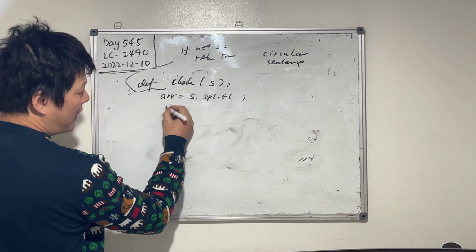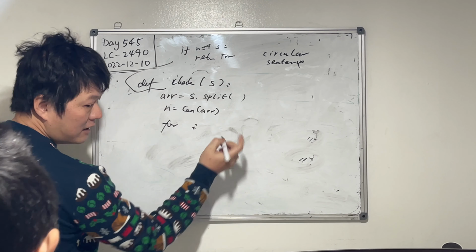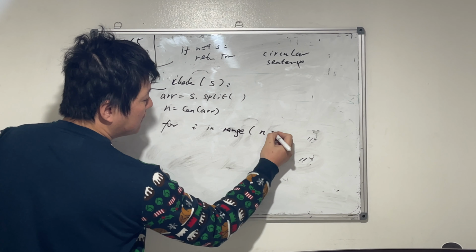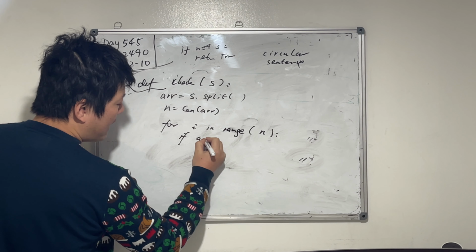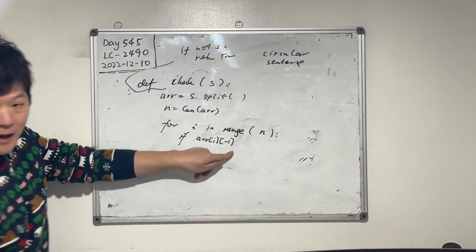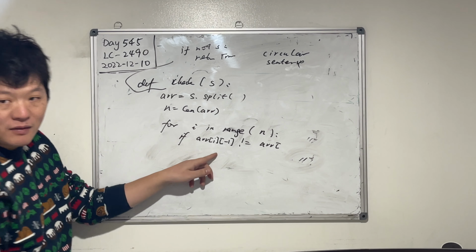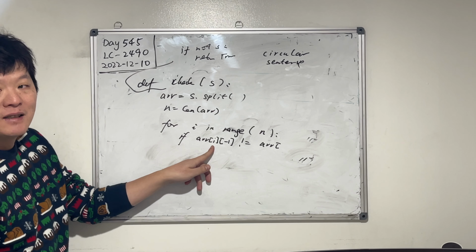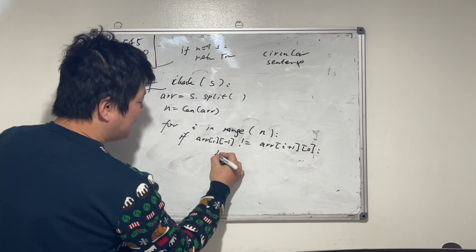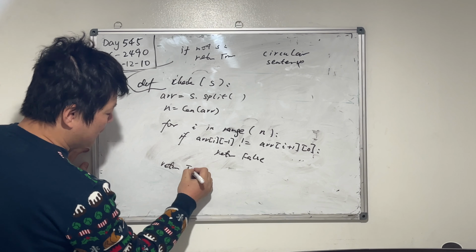Now n equals the length of the words. We go through the words: for i in range n, if the current word's last letter, ARR[i][-1], is not equal to the start of the next word, return false. Otherwise, if we pass all the checks, return true. There's a slight problem here.